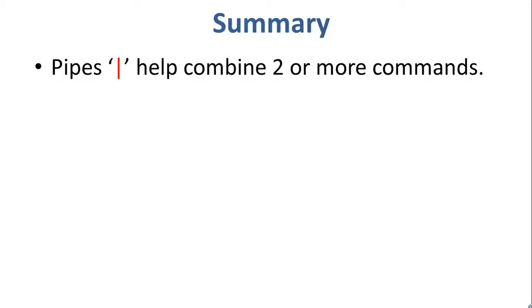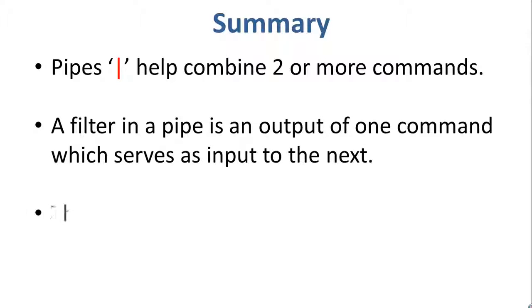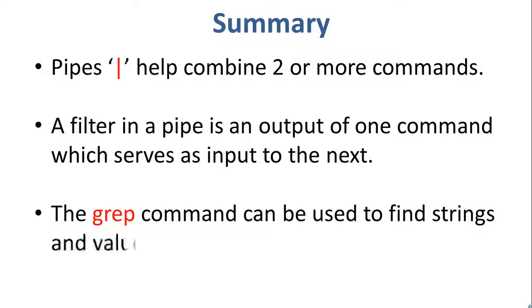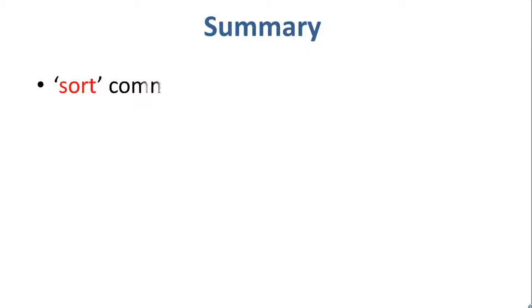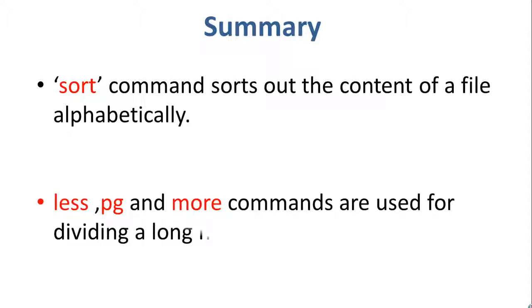Let us summarize what we have learned today. Pipes help combine two or more commands. A filter in a pipe is an output of one command which serves as the input to the next. The grep command can be used to find strings and values in a text document. The sort command sorts the content of a file alphabetically. Less, pg and more commands are used for dividing a long file into readable bits.